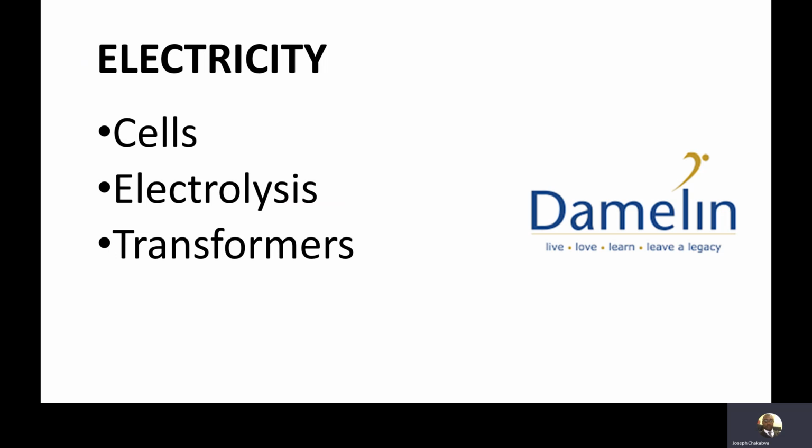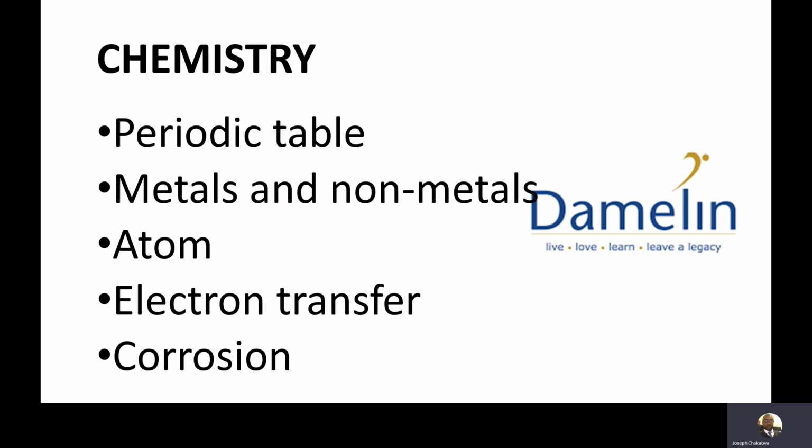Okay, the next module is electricity. We'll look at cells, electrolysis, transformers. We'll look at galvanic cell. We'll look at liquids that conduct electricity, how they are used in electrolysis, in cells, in the making of cells. We're going to do some calculations involving electricity, which involves voltage, current, resistance, power.